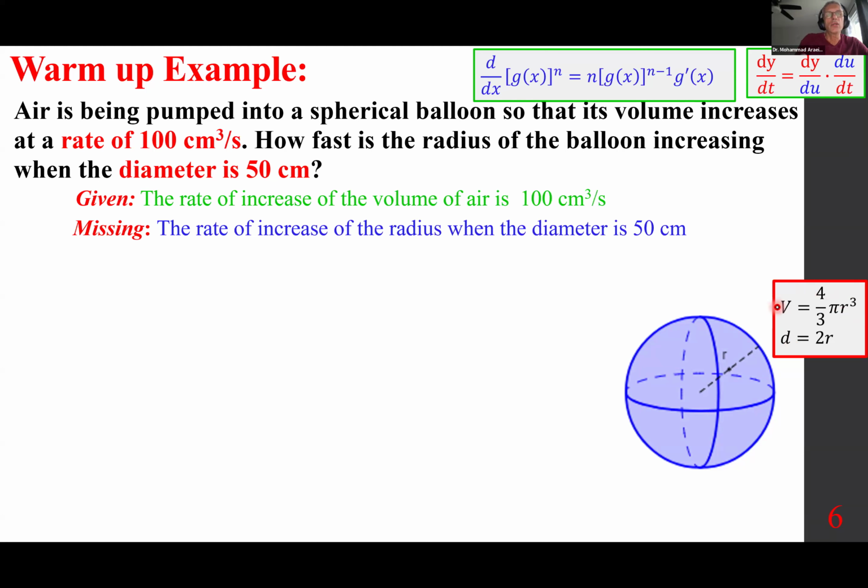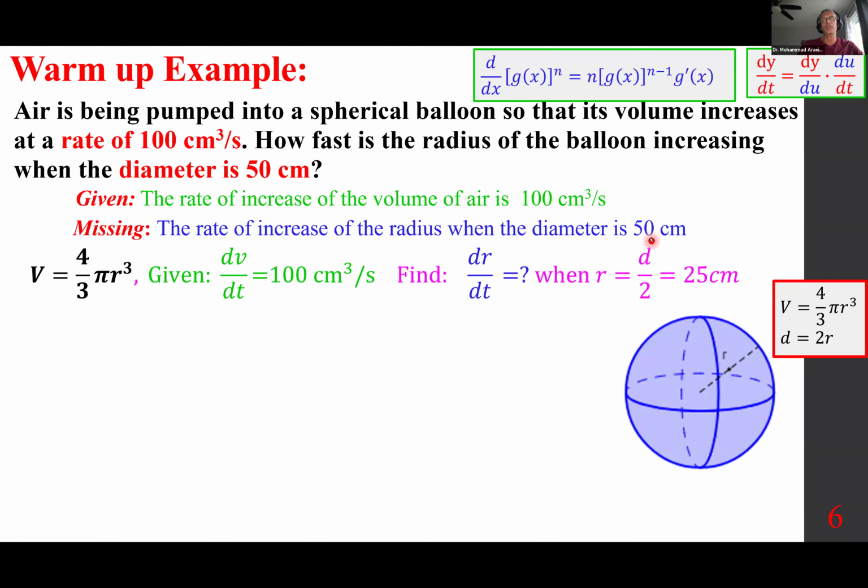Now, symbolically, what is this? The rate refers to the differentiation. dV/dt is 100 cubic centimeters per second. What is missing? dr/dt. When d is 50, r is half of that, 25 centimeters. So that is the translation into mathematical symbols. I highly recommend for any word problem, write the given symbolically.